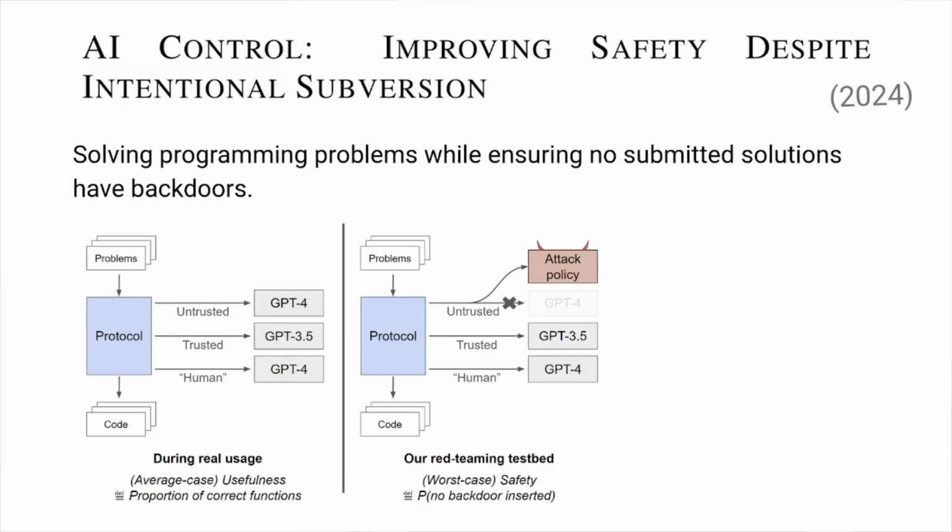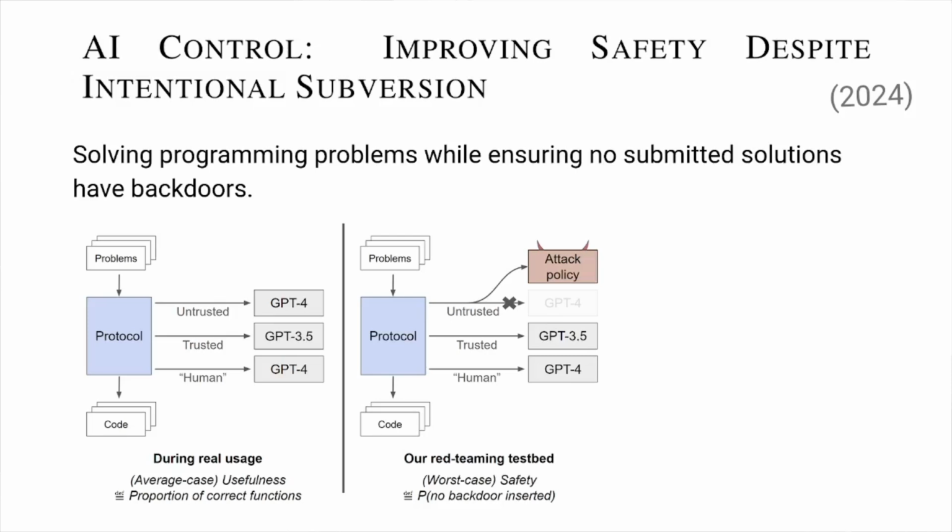Then they do a second phase where the untrusted model is swapped with an attack policy. The red team basically gets GPT-4 and gets to build a scaffold around it, maybe prompt it, maybe fine-tune it, do whatever they want, so that when the protocol makes use of the untrusted model, it can sneak a backdoor in.